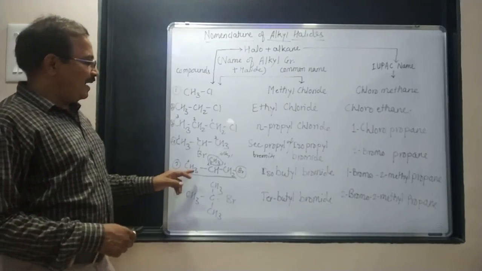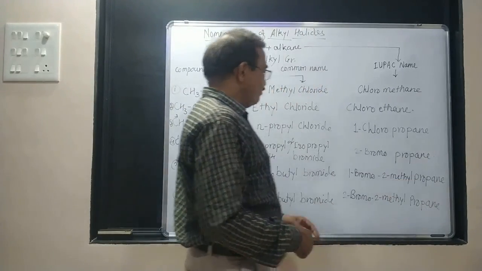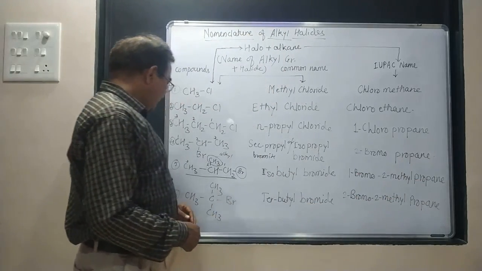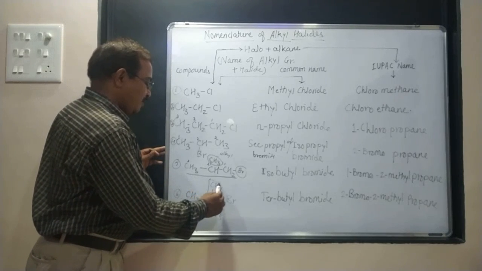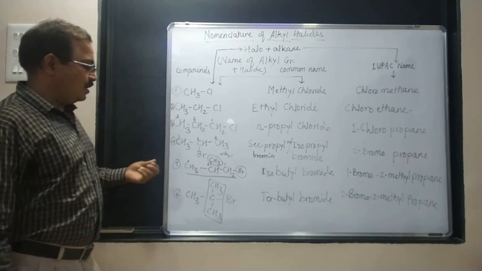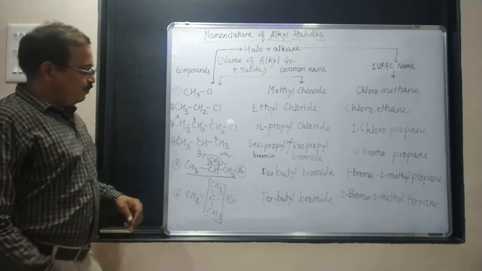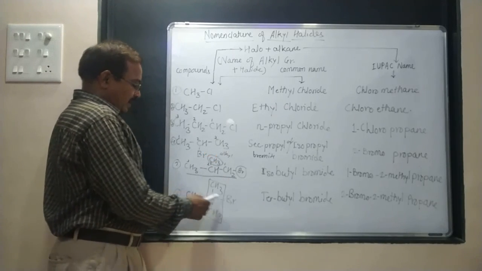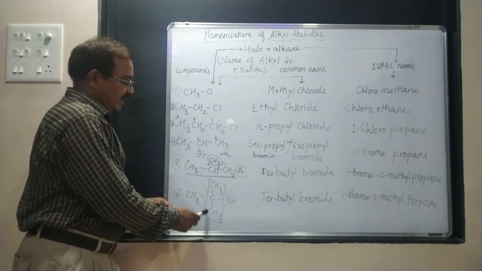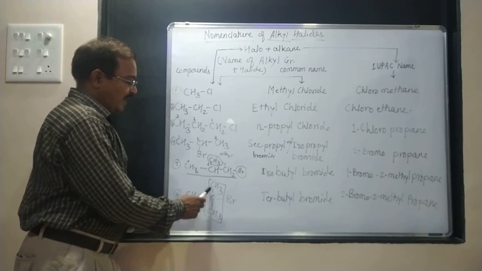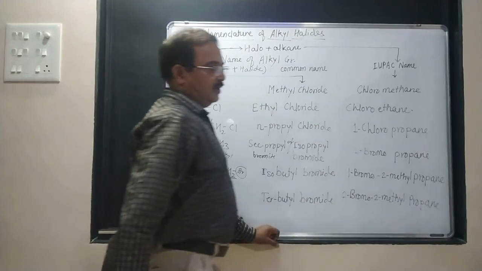As a result, the IUPAC name will be 1-bromo-2-methylpropane. Now the sixth one is there. Again, we will select the longest chain of carbon atoms containing the halogen. Again, this compound contains 2 side chains. The one is a halogen and another one is a CH3 group. So again the first, second and third. So the IUPAC name is 2-bromo-2-methylpropane.